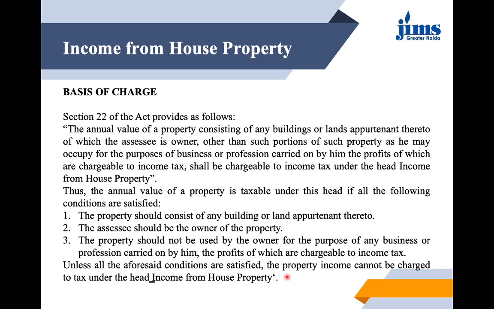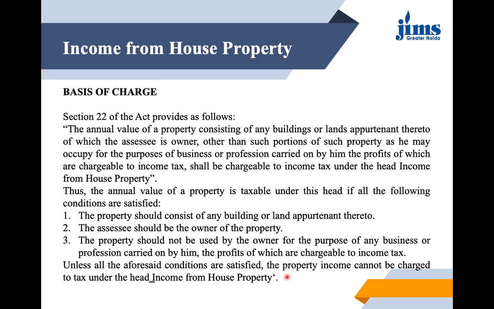The annual value of a property consisting of any buildings or lands appurtenant thereto, of which the assessee is the owner, other than such portions of the property as he may occupy for the purpose of business or profession carried on by him, the profits of which are chargeable to income tax, shall be chargeable to income tax under this head, income from house property. Means that the owner is not supposed to use that particular land for his own business or profession. In that case, it will not be charged under this particular head.